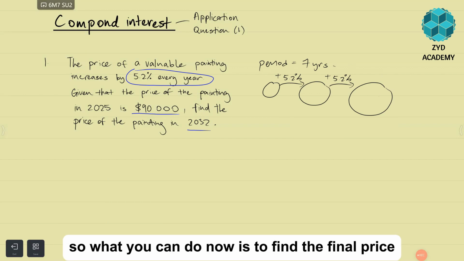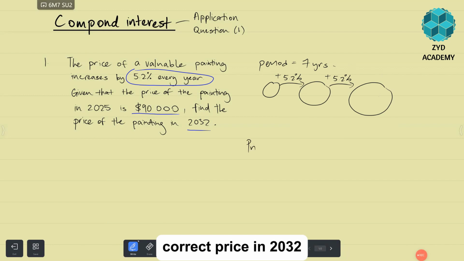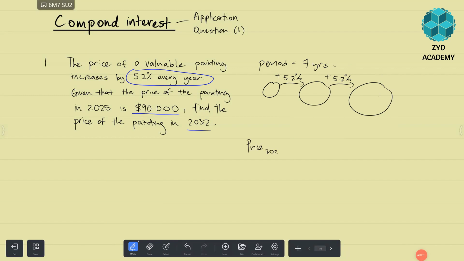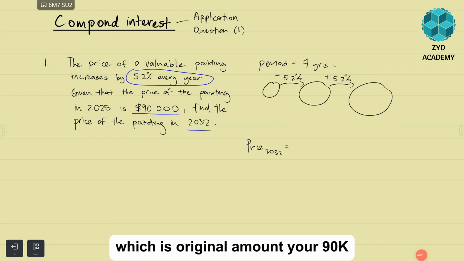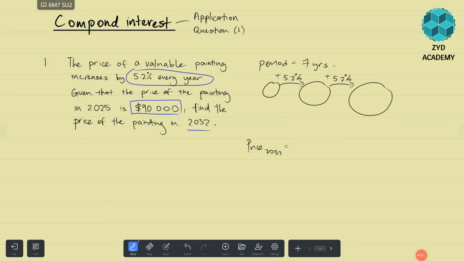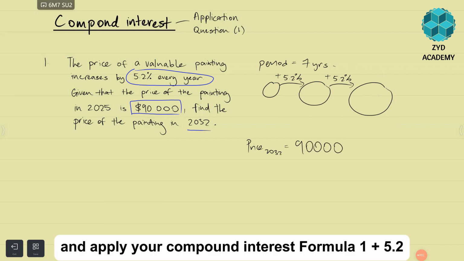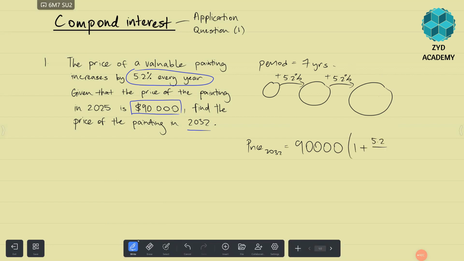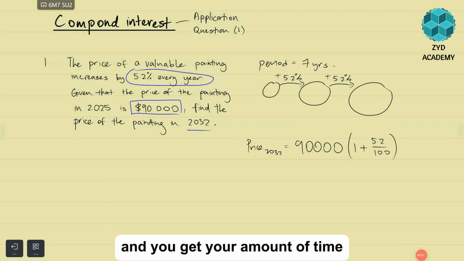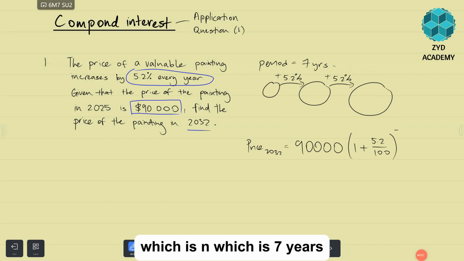So what you can do now is to find the final price. You can write price in 2032. You take the principal amount, which is the original amount, your 90,000, and apply your compound interest formula. 1 plus 5.2 over 100, and you get your amount of time, which is n, which is 7 years.